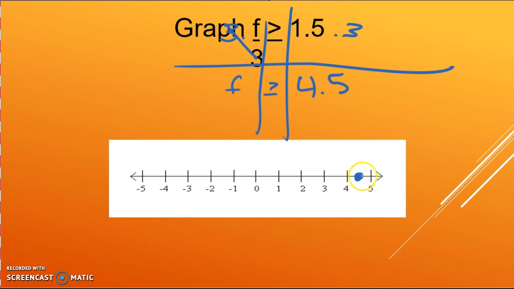So I'm going to put an open dot here. And then I need all the numbers that are greater than or equal to 4.5. So I am going to go to the right. Now what I'm going to do is insert a new slide here, because I want to make sure that we know how to graph it when the variable is on the other side.